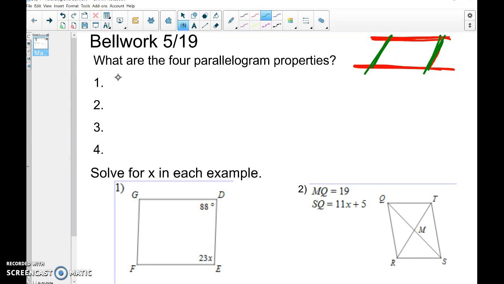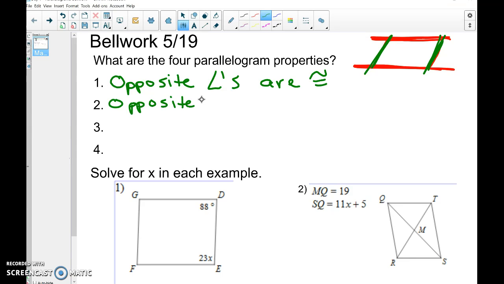They have a couple properties that are important. One is that the opposite angles are congruent or equal to each other. Also, the opposite sides are congruent. So that means these green ones are equal to each other and these red ones are equal to each other. And when I say opposite angles, I'm talking about this one, and then these are equal as well. So things diagonal from each other.